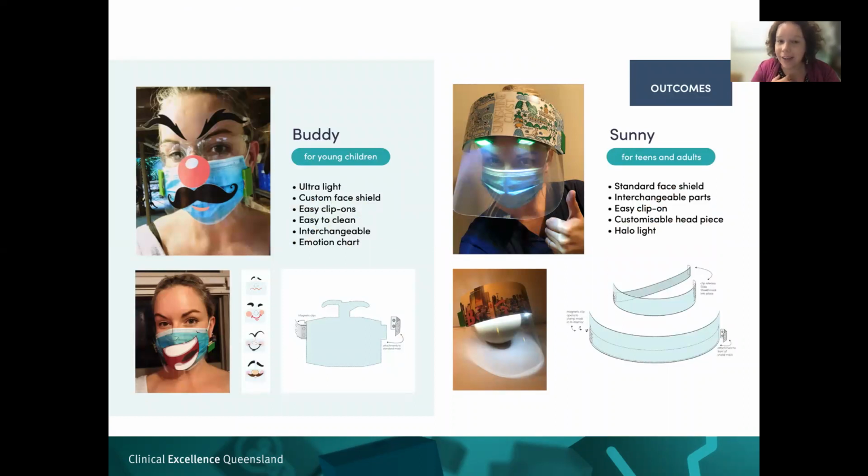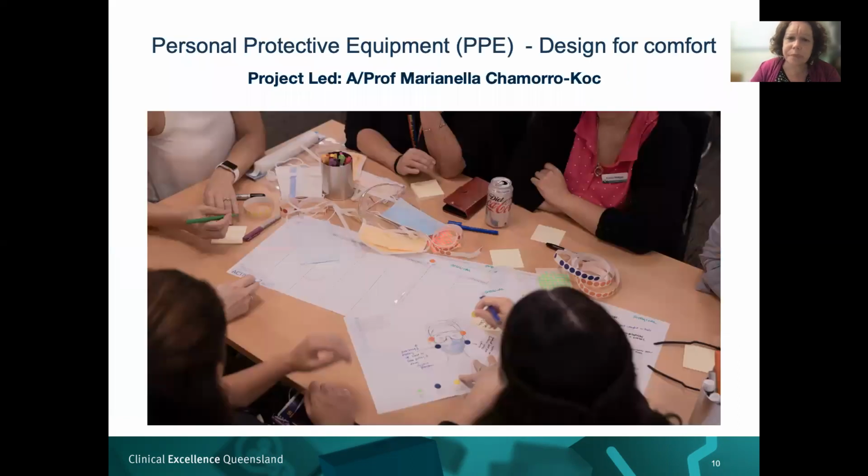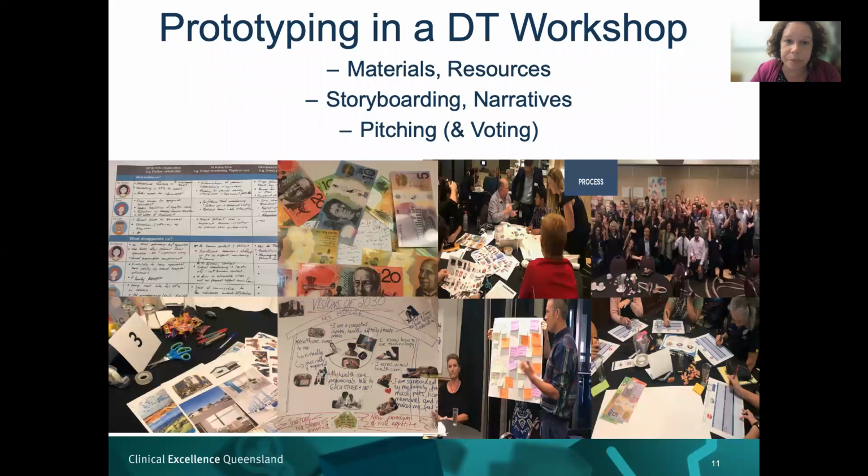You can see the one on the left-hand side, Buddy, has these kind of clip-on face shields that you can change with different emotions. And the one on the right-hand side, Sunny, has a halo light to light up eyes. So these are examples of prototypes that have been developed and tested here in Queensland and help us think differently about solving problems. We also looked at, and if you look closely here, you can see the images of how can we create more comfortable PPE. Where are the pain points, and how can we redesign that? So we led a conversation about that and are working on some guidelines at the moment.